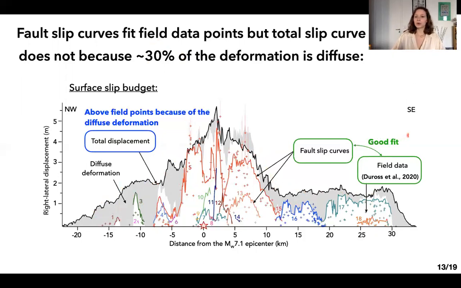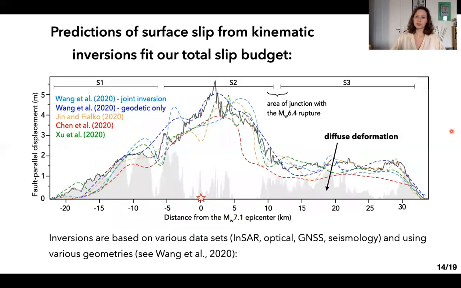So we also want to compare the total displacement distribution with what has been done in previous studies, to be sure that our method is a good method to measure surface deformation, so we took the predictions of surface slip from kinematic inversions.